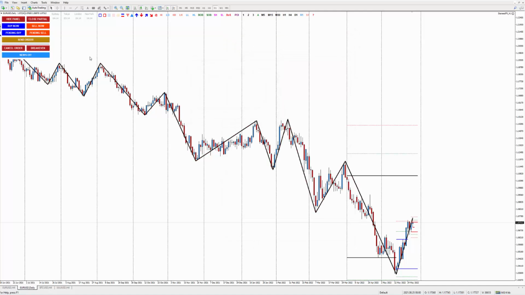Okay, so you can tell that this is the main structure, for example, for you to train your eyes, because later on you can just tell, okay, this is the main structure, and this is the minor structure. That at least is the way I see the market.